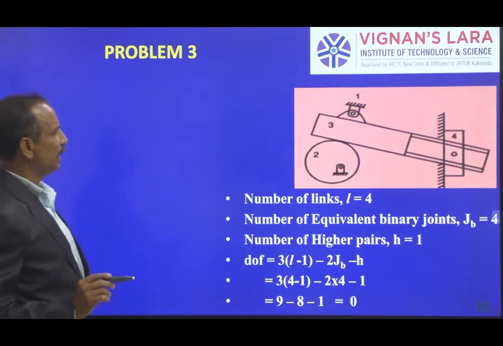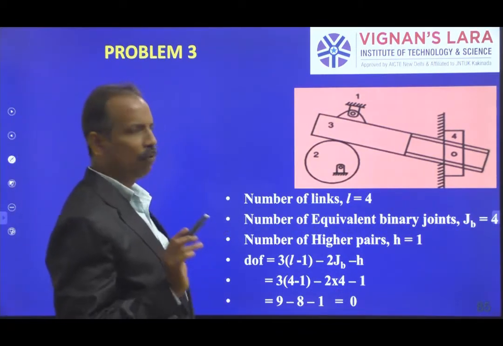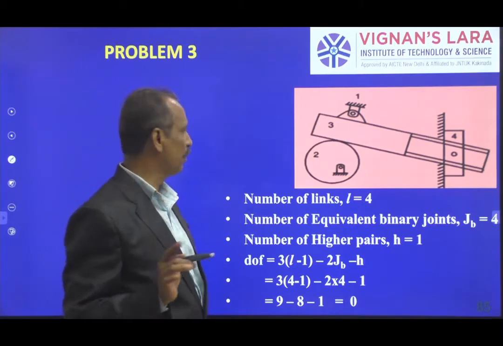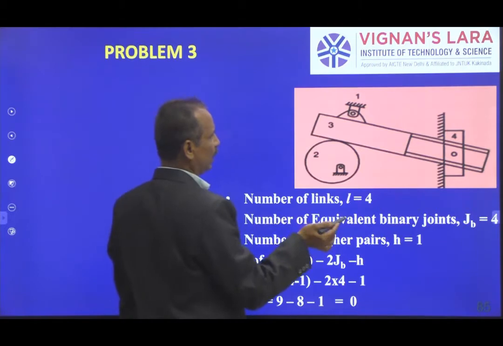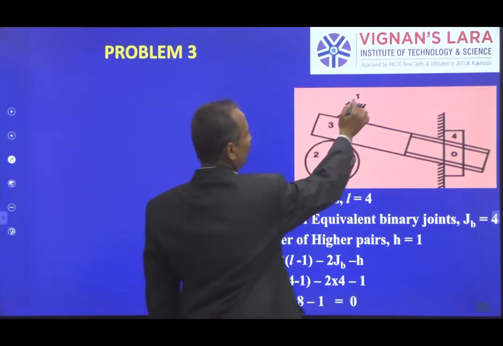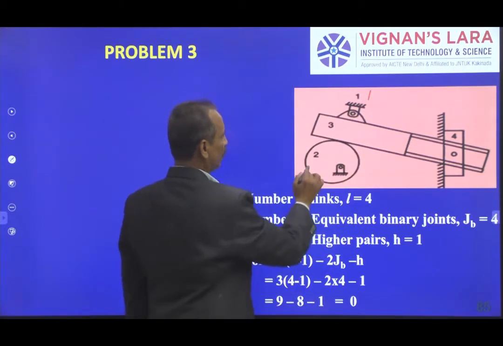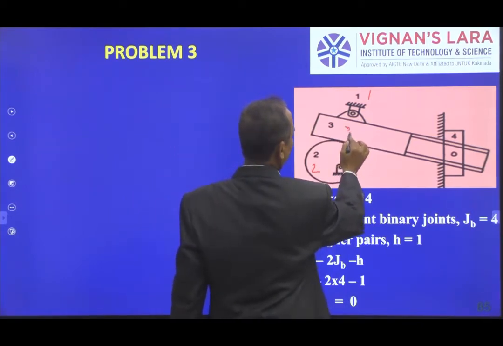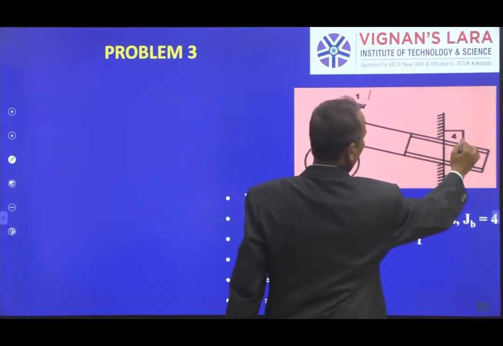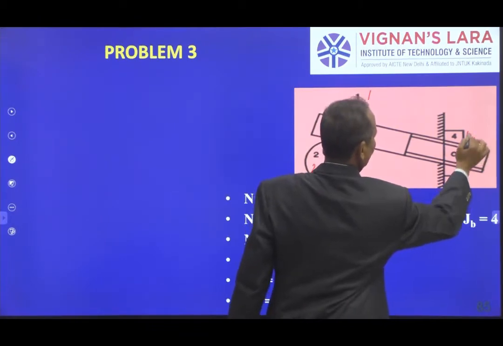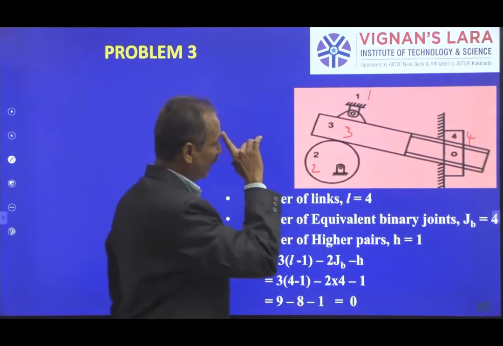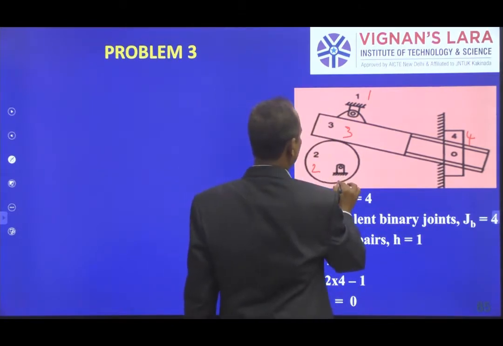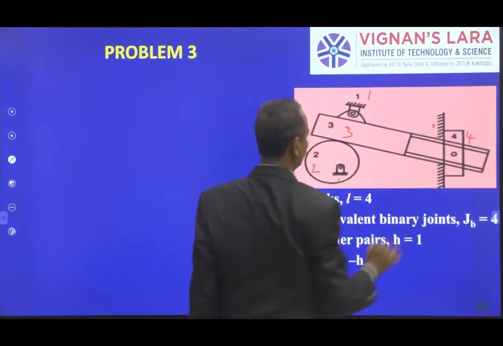So now let us see a simple problem which will have only 4 number of links, but here it possesses one higher pair. First let us see where are the 4 number of links. One fixed link, then one crank second link, then there is a cylinder like a third link, and there is another slider fourth link here. So fixed link, this 1, 1, 1.